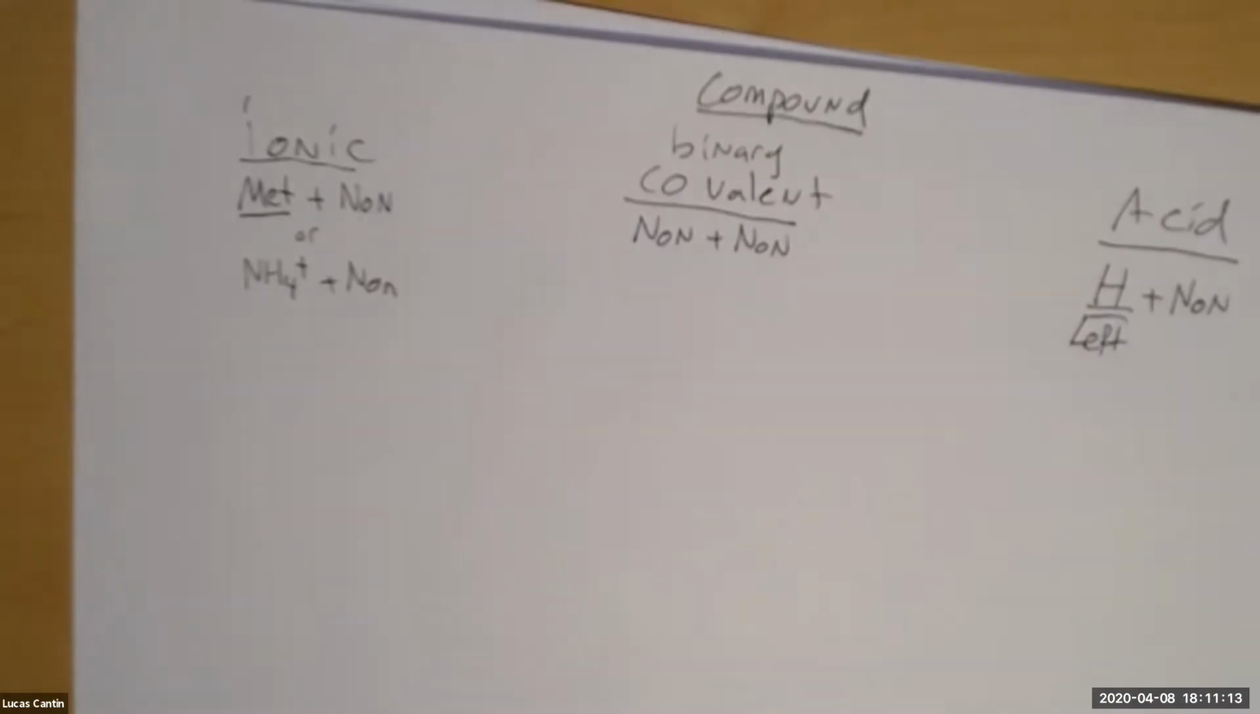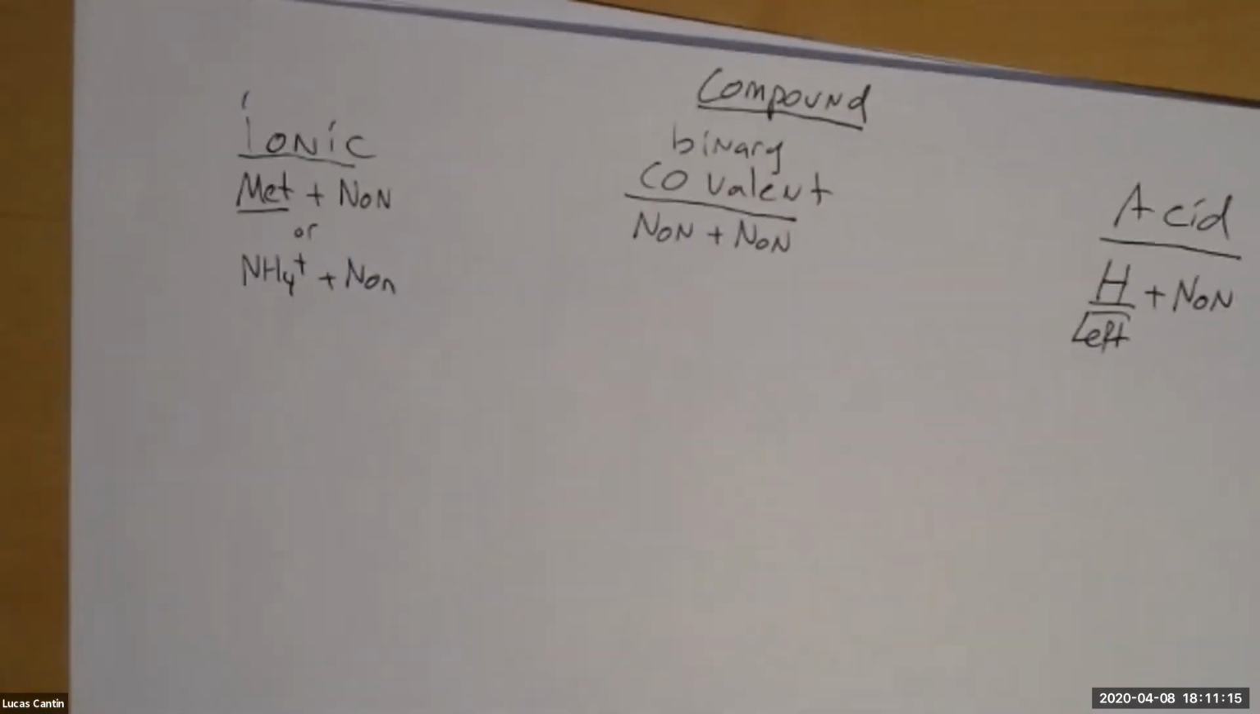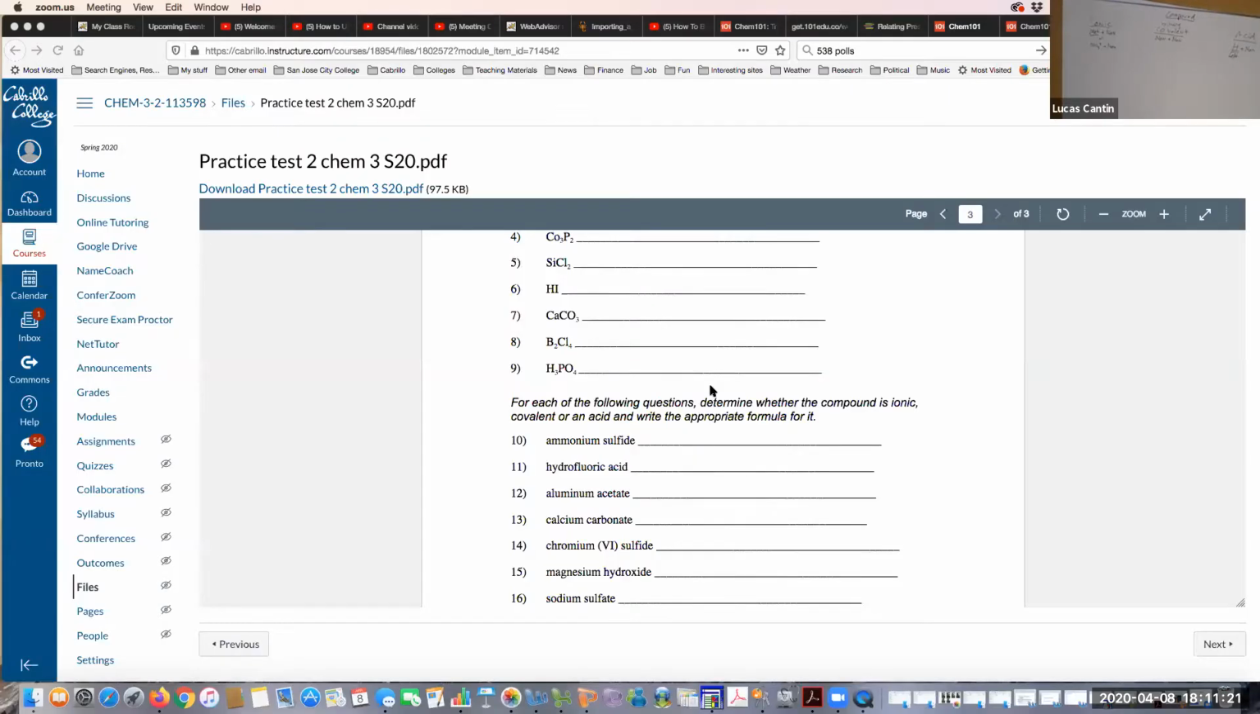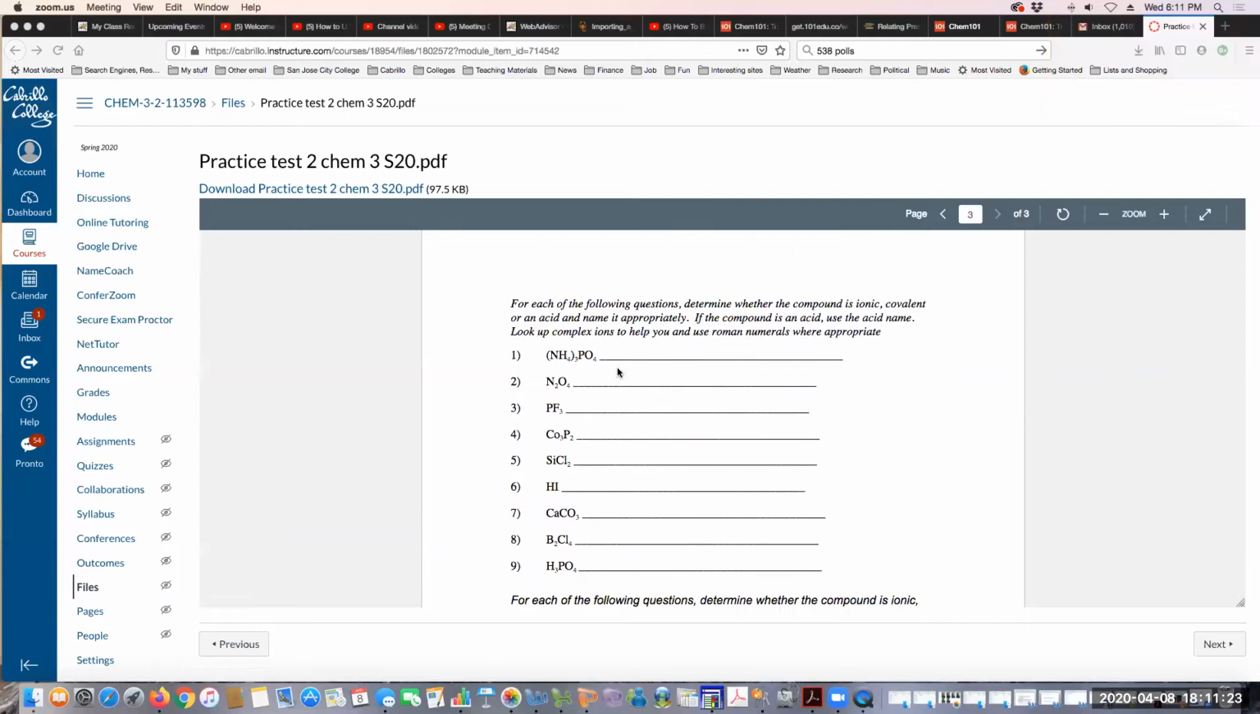Maybe I could go to the worksheet for a second. Let's just go down. Can you guys see the worksheet again? Yes. All right, so it's number 1. What's your prognosis? It has ammonium. So that would be ionic? That one's ionic. So that's a special case.